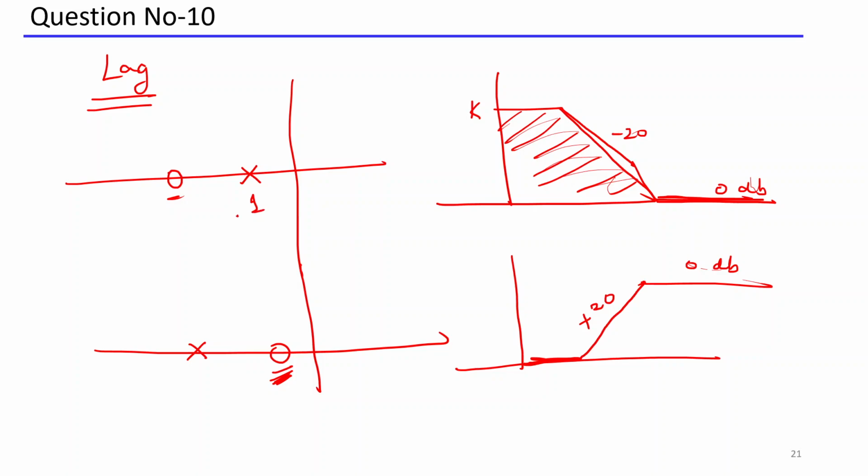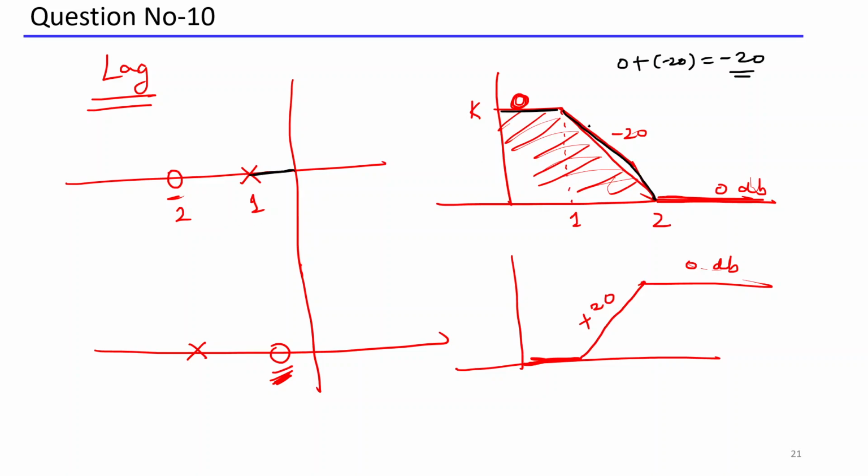Let's say this point is 1, this point is 2. Initially I'm assuming this is a constant slope of 0. From here to here you can see there is no change. This line is the 0 line. Then at one point you encounter a pole, so in this 0 line you are now adding minus 20 decibel. So 0 plus minus 20 is nothing but minus 20. So it will be a falling slope. That's why the resultant slope is minus 20.